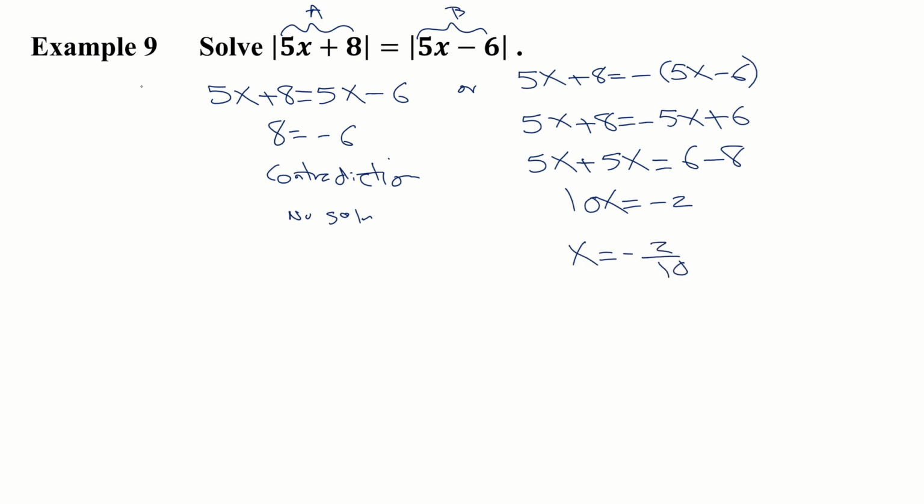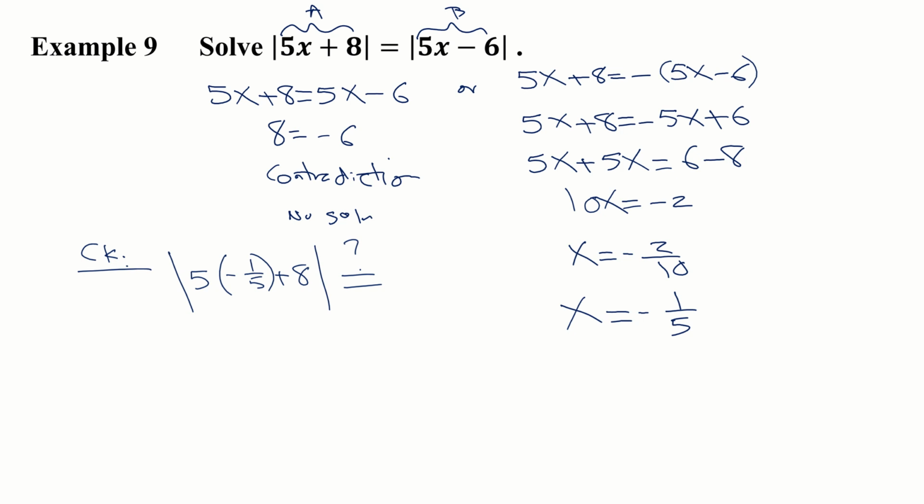Of course, you know that in mathematics, we always like the most reduced form of fractions. So that's going to be negative 1 over 5. All right, even though there's only one solution, we do need to check it. So we go ahead and check if absolute value of 5 times negative 1/5 plus 8 is equal to, here we have the question mark because we're not asserting, we're checking, 5 times negative 1/5 minus 6, right? In absolute value, of course.